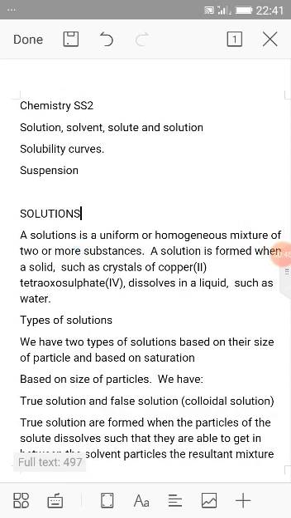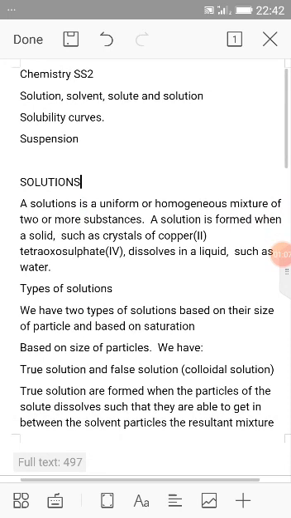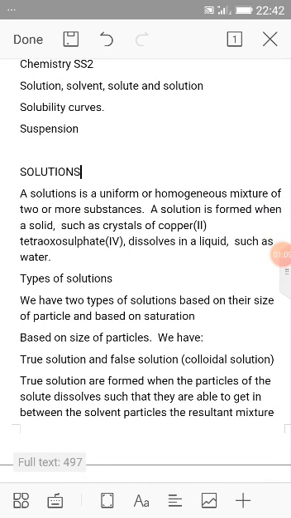Now firstly we have a solution. A solution is a uniform or homogeneous mixture of two or more substances. A solution is formed when a solid such as crystals of copper(II) sulfate hexahydrate dissolves in a liquid such as water. In a simple nutshell, solutes plus solvents gives us solution.